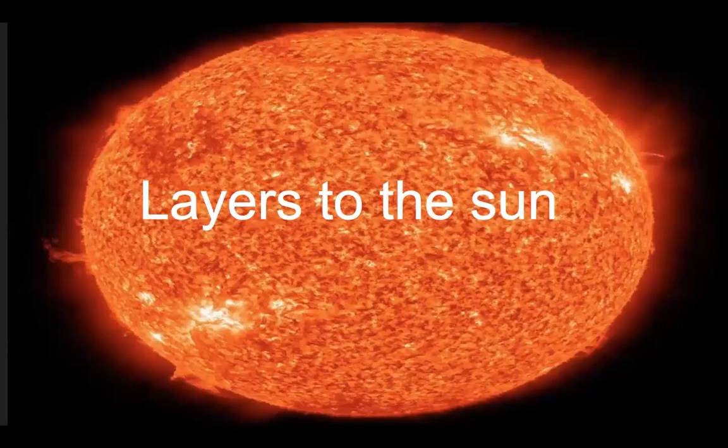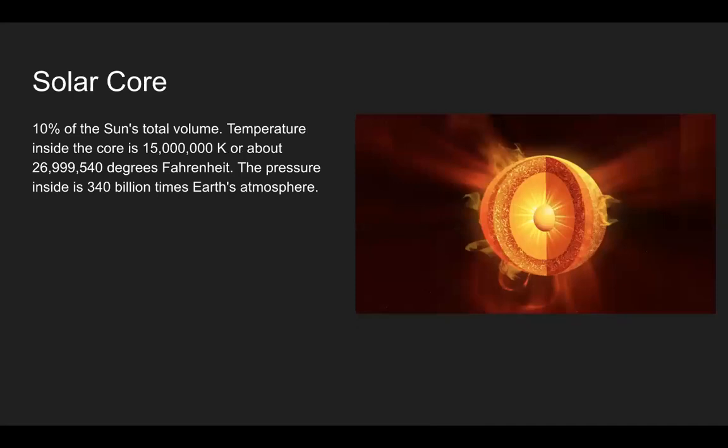And then layers to the sun. The solar core. So this is the core of the sun. It's 10% of the sun's total volume. The temperature inside the core is about 15 million Kelvin, or about 26,999,540 degrees Fahrenheit, I think.